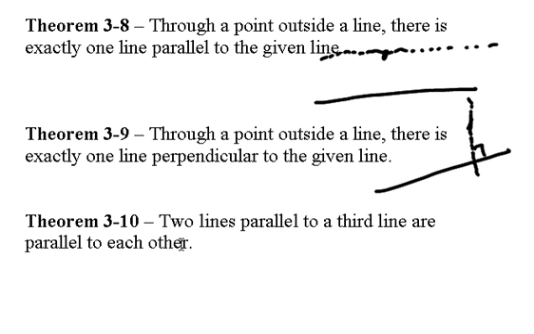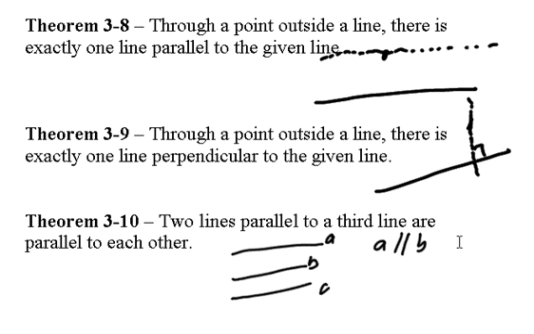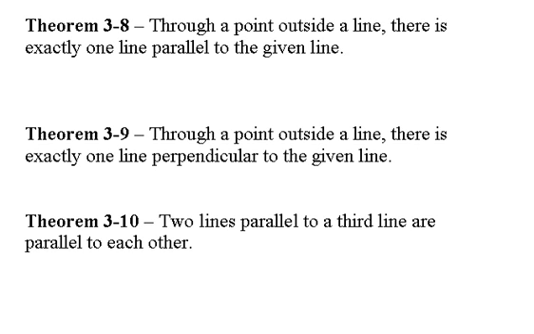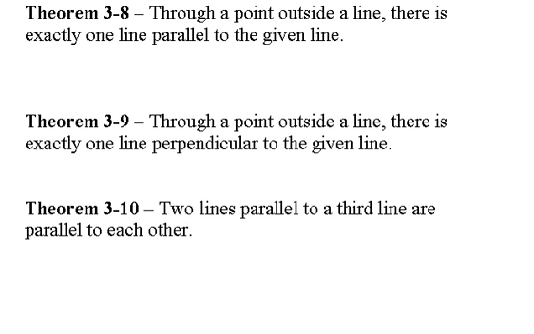And Theorem 3.10 is another way to prove lines parallel. It says if two lines are parallel to a third line, they're parallel to each other. This is almost like the transitive property. Here we'll call these A, B, and C. Let's say I said A is parallel to B, and C is parallel to B. My conclusion is, since both of these are parallel to B, they're parallel to each other.